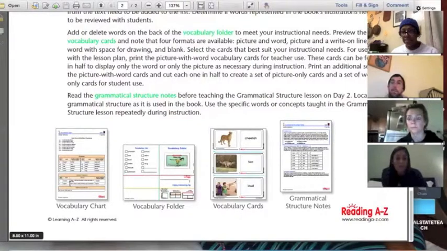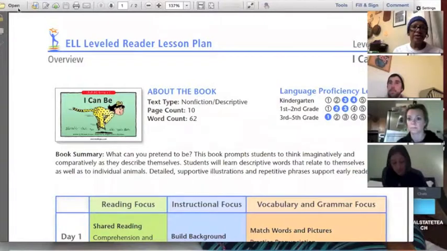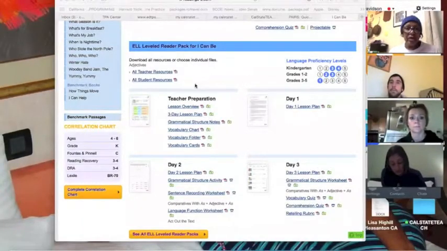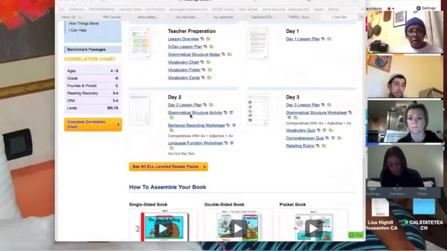Okay? And that's what everything else is. So everything else are the things: cards, folders, charts, and that's day 1.